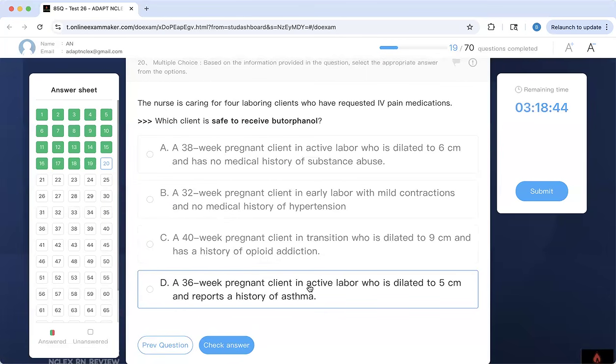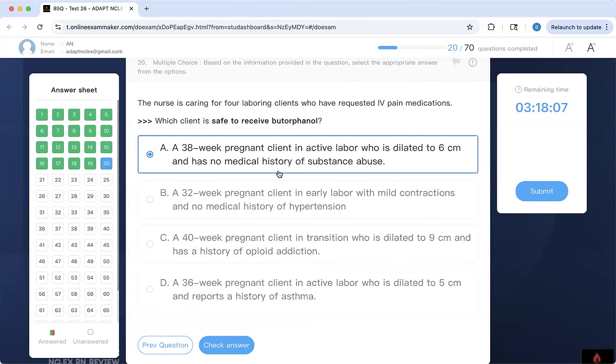B: A 32-year-old pregnant client is in early labor with mild contractions and no medical history of hypertension. C: A 40-week pregnant client in transition who is dilated to 9 centimeters and has a history of opioid addiction. D: A 36-week pregnant client in active labor who is dilated 5 centimeters and reports a history of asthma. There are contraindications and indications for this. Pick your answer, let me know, and let me give you the indications. I want you to write it down next time. When you see this question, you master it. But I can tell you which one is the right answer.